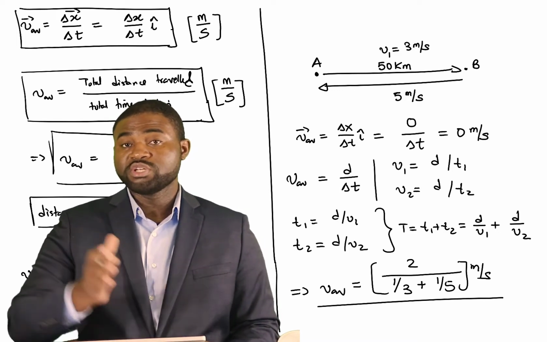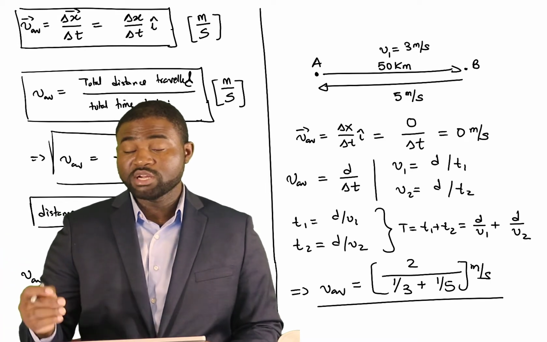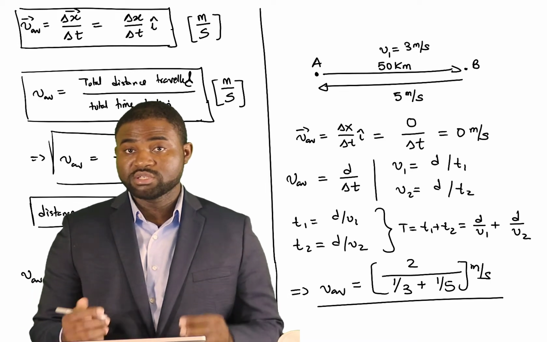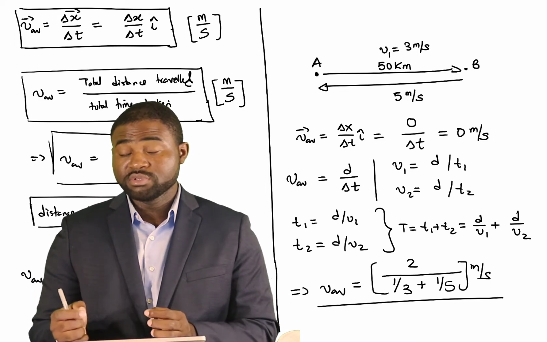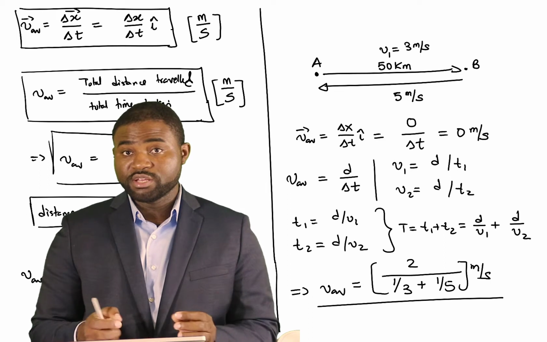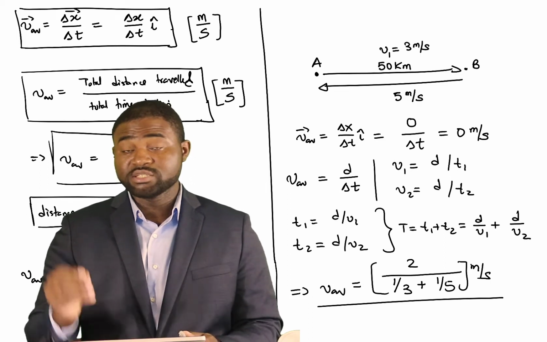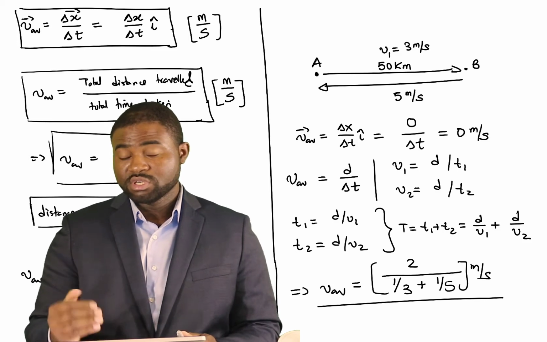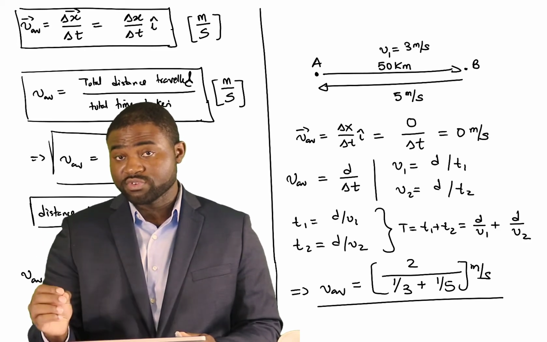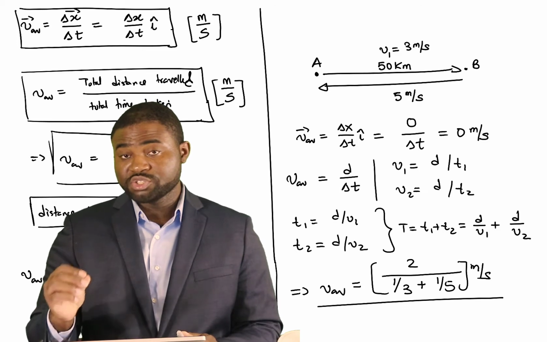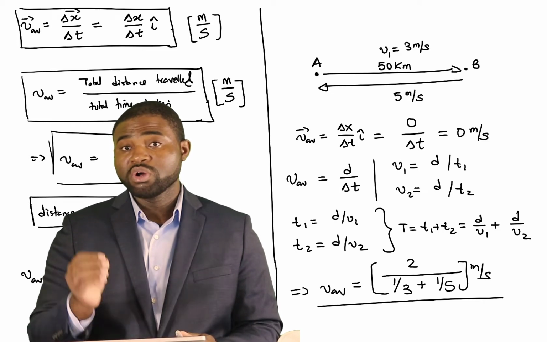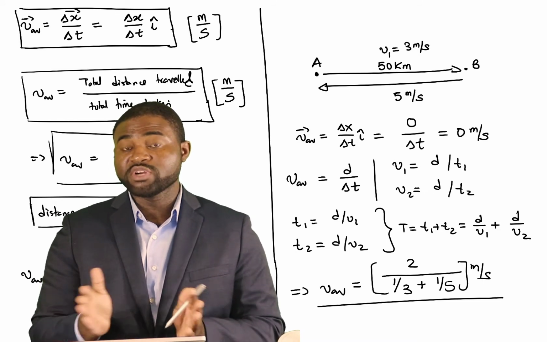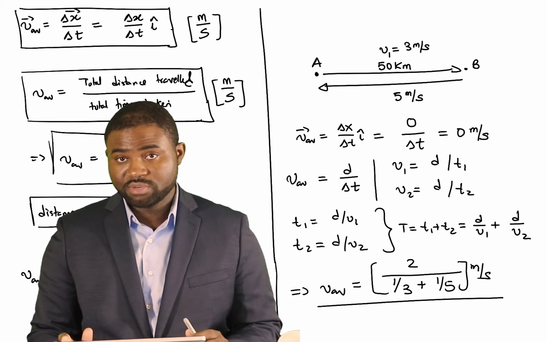Now, before we move on to the next lesson, keep in mind that average velocity is total displacement divided by the total time taken, while the average speed is the total distance traveled divided by the total time taken. The total distance traveled is simply the magnitude of displacement or the length of path traveled by the object irrespective of the direction. Keep that in mind.